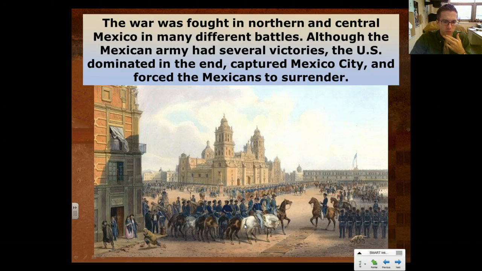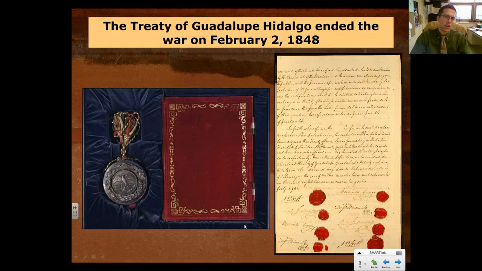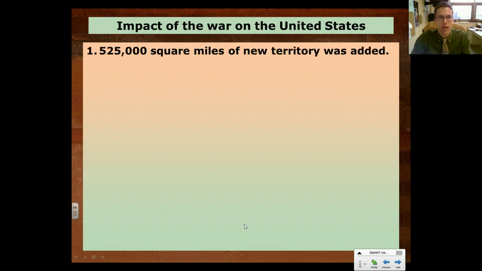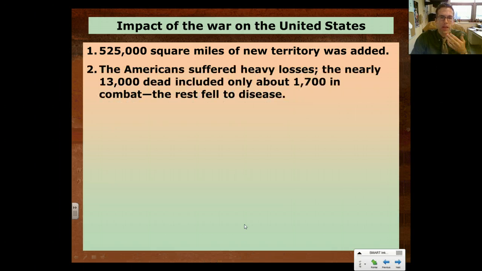Okay, so the Treaty of Guadalupe Hidalgo ends the war, and this is what we're going to look at: the outcomes and impact of the war. We gain 500,000 square miles of new territory. So manifest destiny works pretty well. I'm sorry, I said 1.5 million; it's 500,000 square miles.